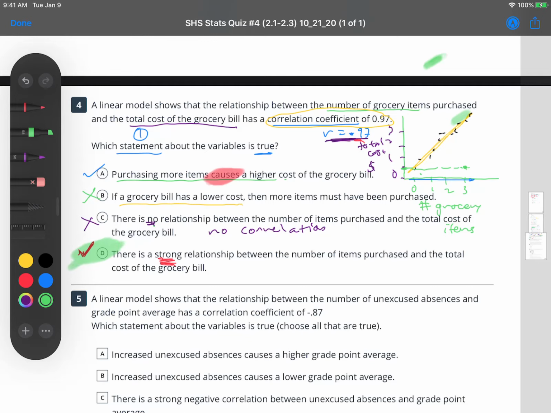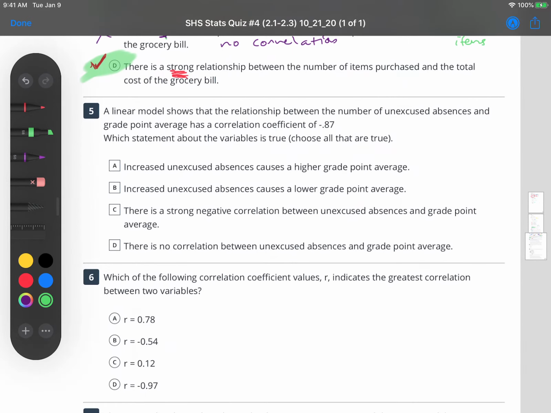So the answer is D. Why? Because for A, correlation or association does not mean causation. One does not cause the other. Okay, there's a strong correlation, we would say, unless we can prove it, which we're actually going to try to prove it in the next couple of chapters. Question number 5.